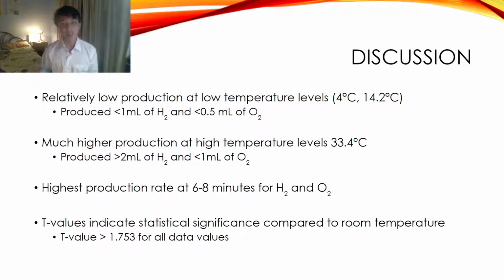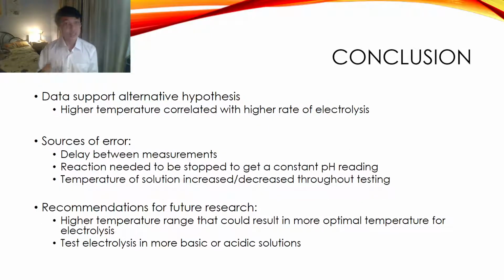There was relatively low production at 4 degrees Celsius and 14 degrees Celsius, while higher production was seen at 33.4 degrees Celsius, meaning that as a result, the data supports the alternative hypothesis, which means a higher temperature is correlated to a higher degree of electrolysis. However, there are some delays between measurements, and the temperature of the solution could increase and decrease throughout testing. However, ultimately, the data supports the hypothesis.